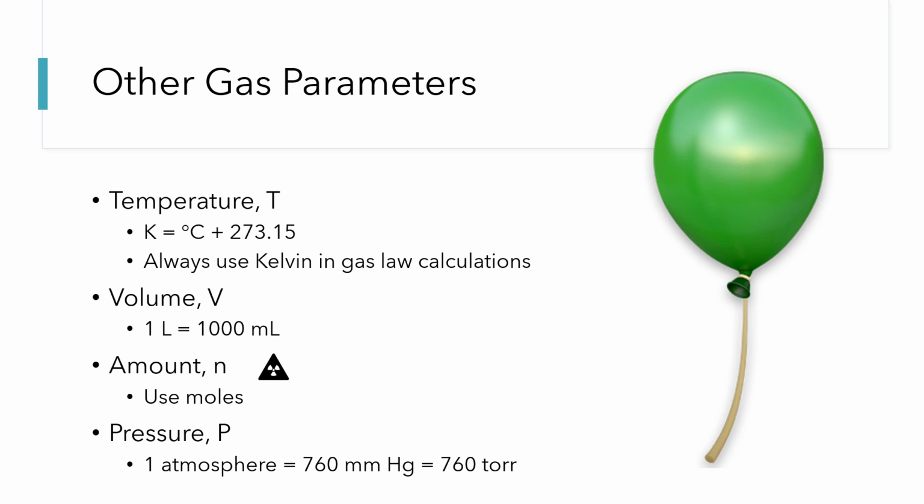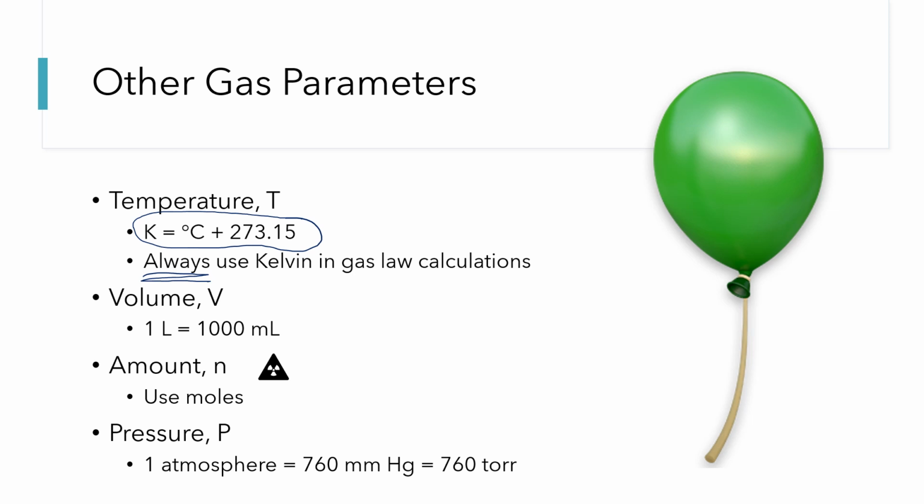The other parameters or variables that are used to characterize gases are temperature, volume, the amount of the gas, and pressure. Well, we already looked at pressure. So temperature, whenever we are doing gas law calculations, has to be in terms of Kelvin. Typical thermometers will measure in terms of Celsius. So right here's that equation to convert. If you're given a temperature in Celsius, you're going to add 273.15 to it in order to get that temperature in Kelvin. And always, always, always use Kelvin if we're doing gas law calculations.